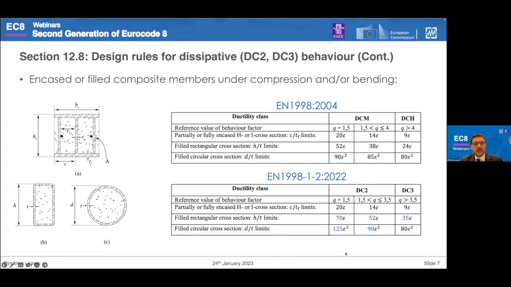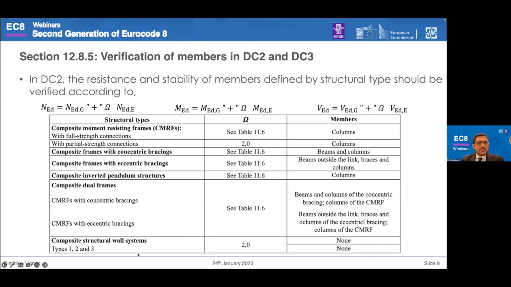So this generally is supposed to provide, as I said, flexibility, but also potentially lead to a lighter composite construction. When it comes to the verification of members in DC2 and DC3, as we saw in DC2, the resistance and stability of members defined by structural type should be verified according to the equations here that essentially relate axial, flexural, and shear demands.